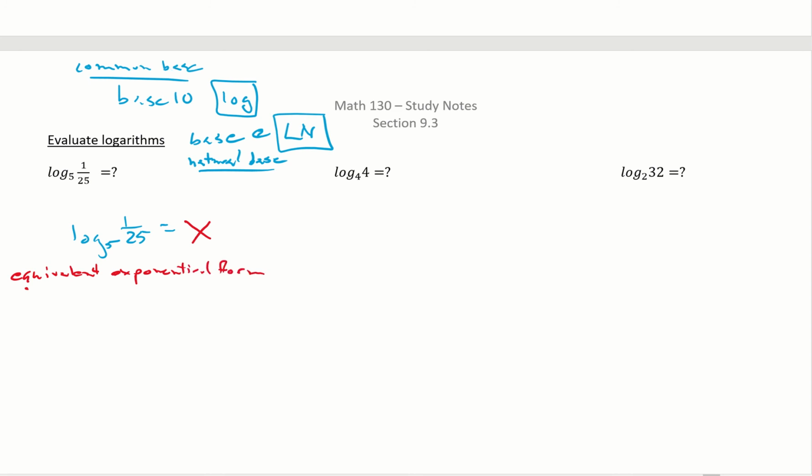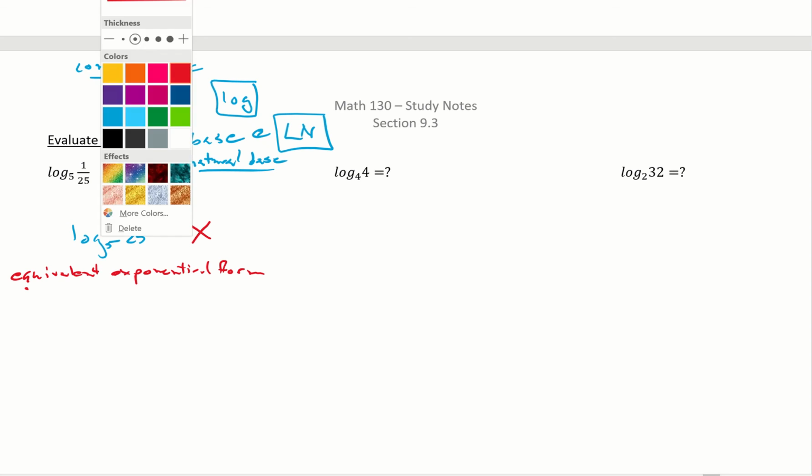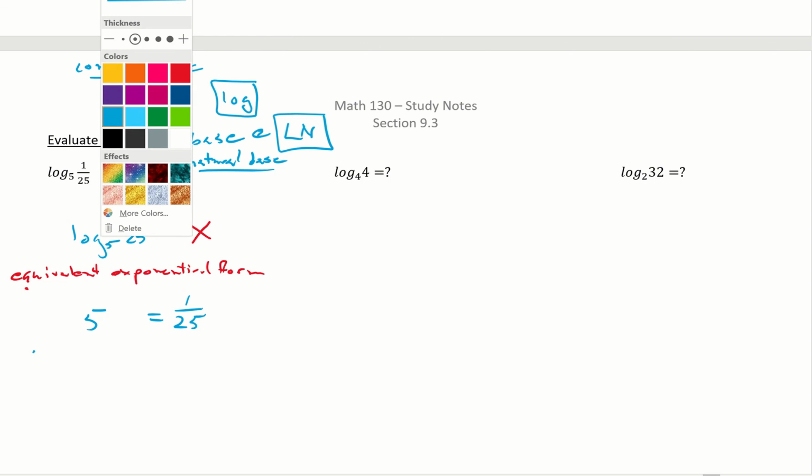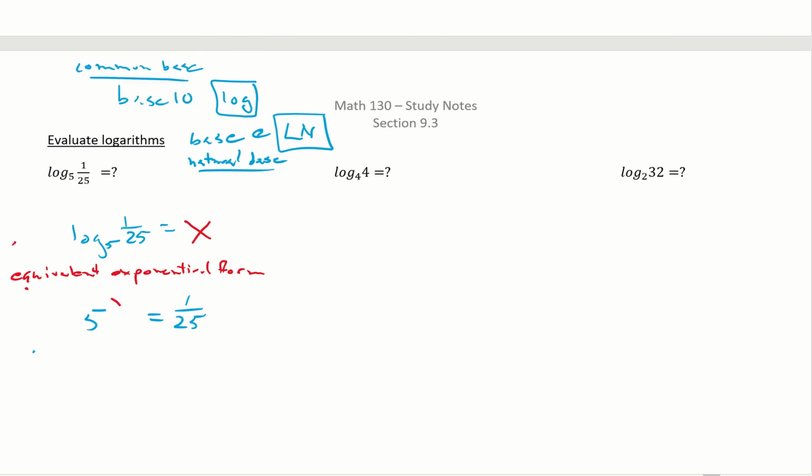The way that looks is, the base is 5, the other thing is 1 over 25, and the power that comes along is x. So it goes 5 to the x is equal to 1 over 25. That's how I interpret a log expression: 5 to what power is 1 over 25?